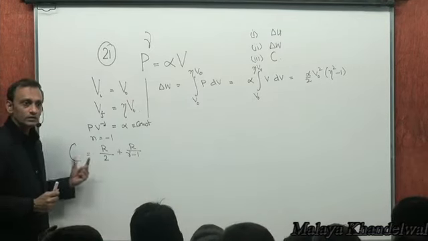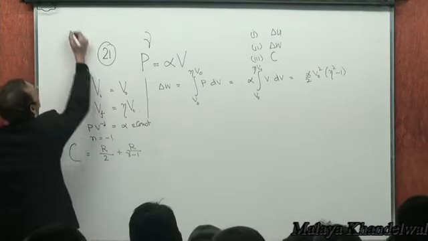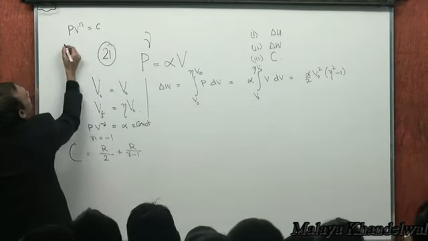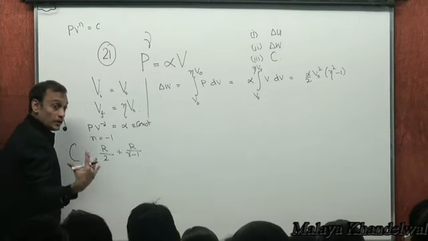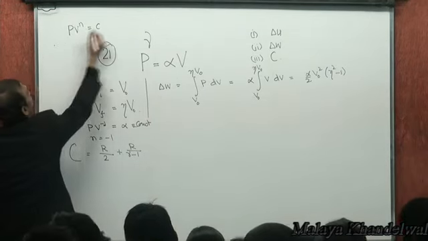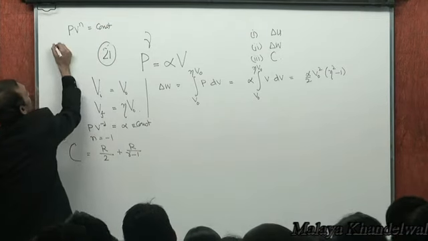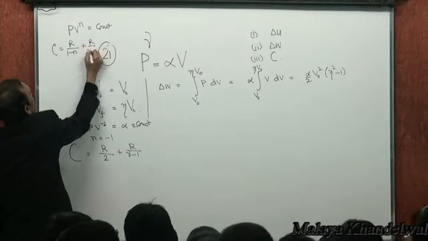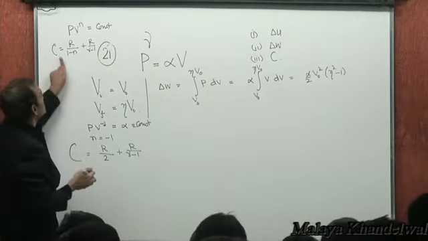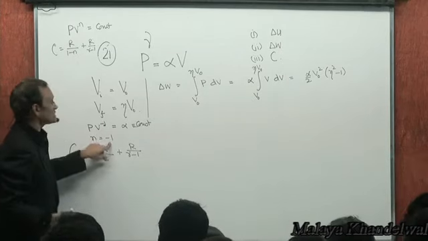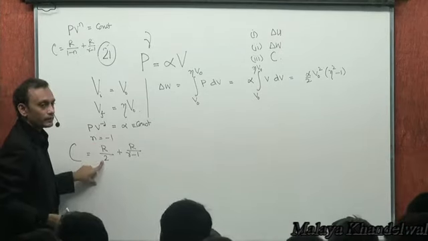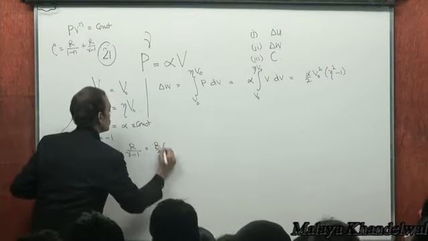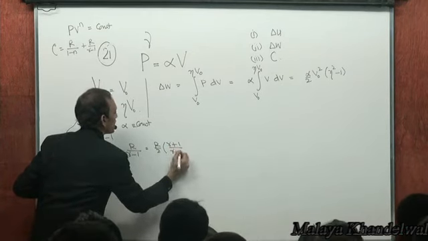Have you forgotten the formula? C for a polytropic process. If there is a process P V to the power n equal to constant, then n is the polytropic exponent, right? Then the molar specific heat for the process is R by 1 minus n plus R by gamma minus 1, that's Cv. So n in this case is minus 1. So R by 2 plus R by gamma minus 1. That makes it R by 2 into gamma plus 1 divided by gamma minus 1.